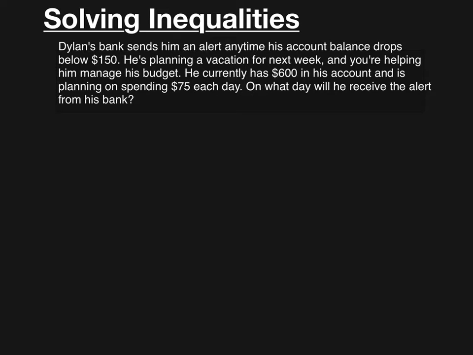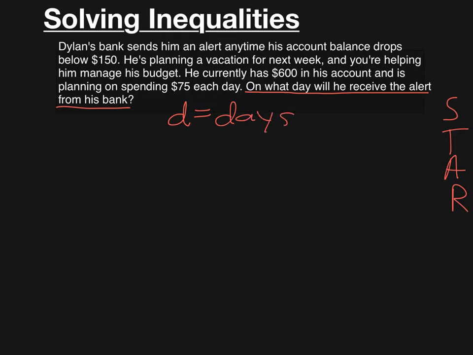So we can start this process off by using the star system, right? Let's use this to solve our problem. So we're going to study the problem. We're going to underline the question. On what day will he receive the alert from his bank? So let's use D to represent days. Okay, that's what we're looking for.